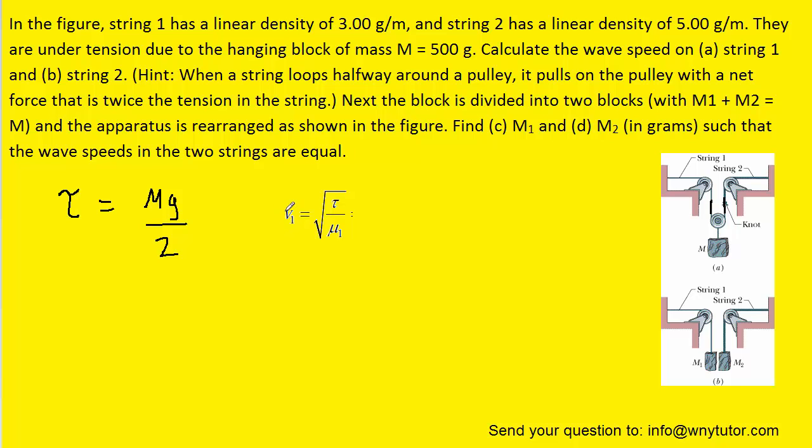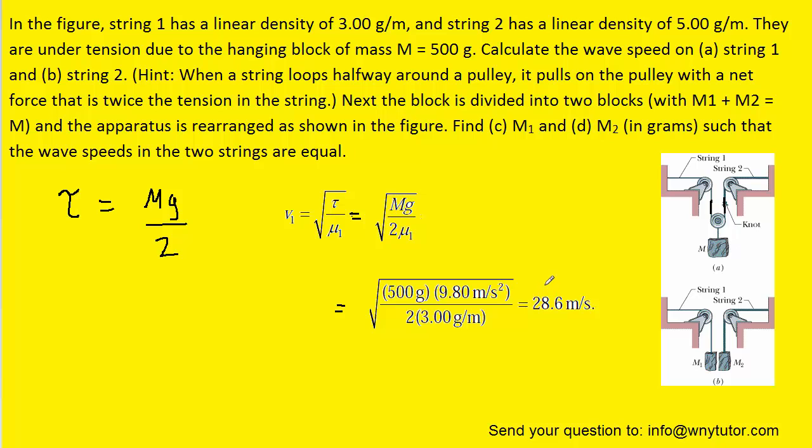Now, of course, the speed of the wave in string 1 would be equal to the following expression, which we've learned from this chapter. We'll go ahead and plug in the expression for the tension that we just found. And then we'll plug in the known values for the mass, 9.8 for g, and then the linear density in string 1. And when we do so, we see that the speed in string 1 is 28.6 meters per second.